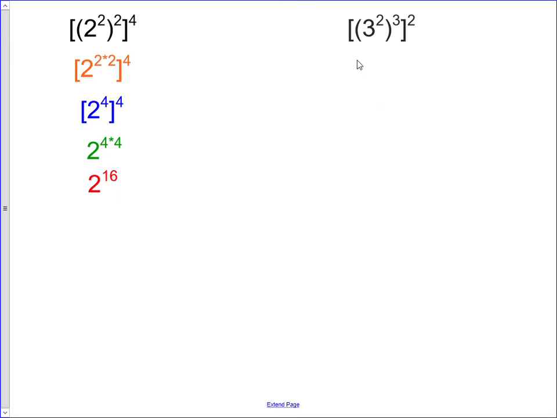One more, and then I'll let you get started on your own. Here we have 3 to the 2nd power, raised to the 3rd power, raised to the 2nd power. Well, let's start all the way on the inside. We have 3 to the 2nd power, raised to the 3rd. That would be 3 to the 2 times 3 power, then raised to the 2nd. Well, 2 times 3 is 6, so we have 3 to the 6th power raised to the 2nd power. According to our rule, when we're taking a power of a power, we multiply the exponents. So that would give us 3 to the 6 times 2 power, which is 3 to the 12th power.